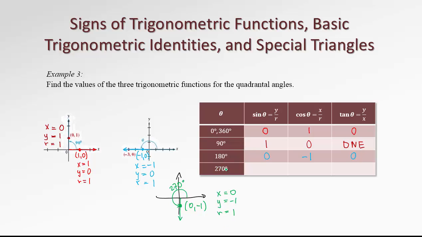So sine of 270 is y over r, therefore it's -1. Cosine of 270 is x over r, so it's 0. And tangent of 270 is y over x, so it's -1 over 0. Again, it doesn't exist. Okay, so those are the special values of our functions at quadrantal angles. Notice that tangent at 0 and 180 is equal to 0, while tangent at 90 or 270 degrees doesn't exist.